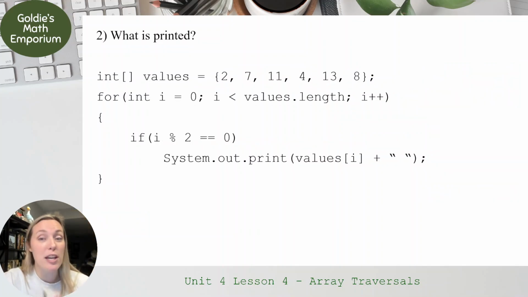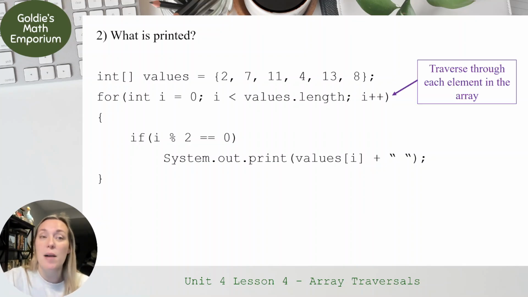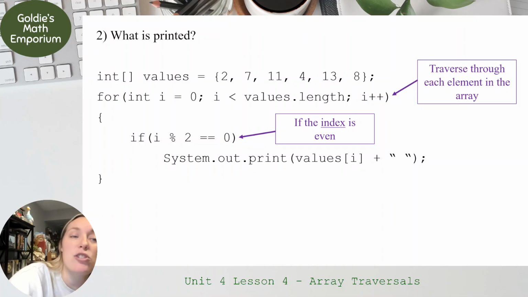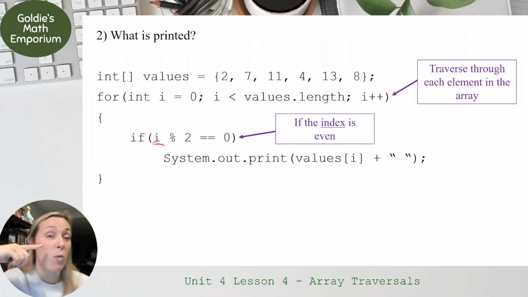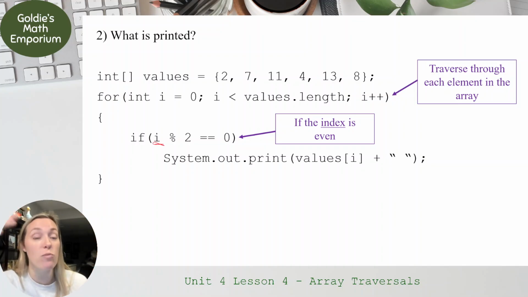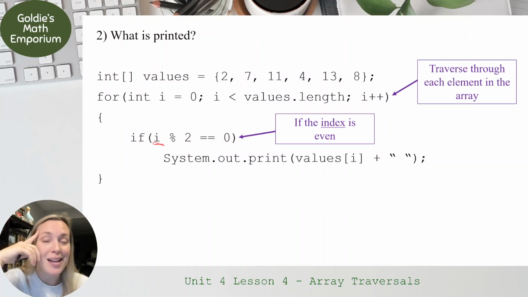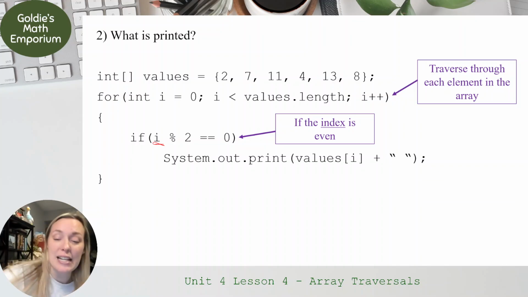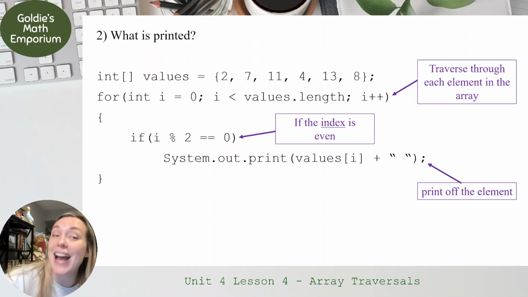Here's another example. If you want to see what is different about this one versus the other one, it looks very much the same, except the header, it's still going to be the same. Traverse through each element in the array, but look at this. Now it says if the index is even, because I'm using just i. In number 1, I was using values of i, which is looking at the actual element. Now I'm just looking to see if the index is even. Okay. If the index is even, print off the element.